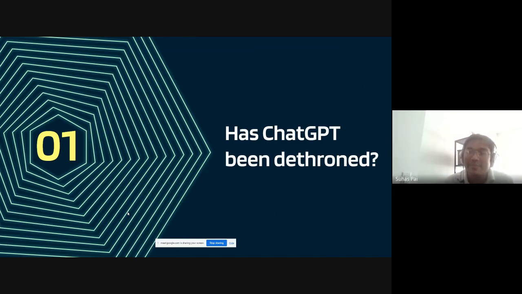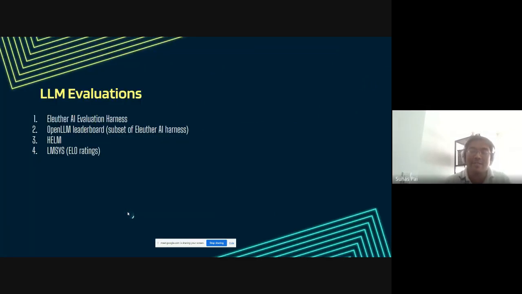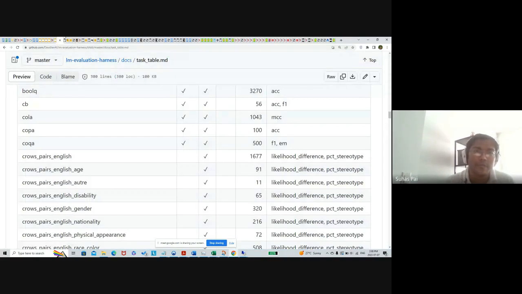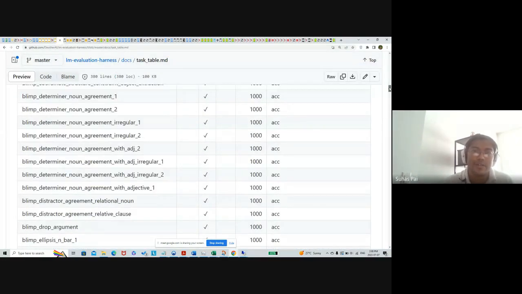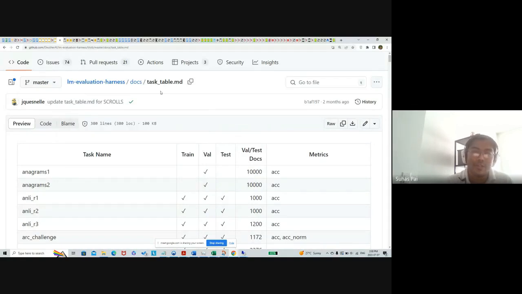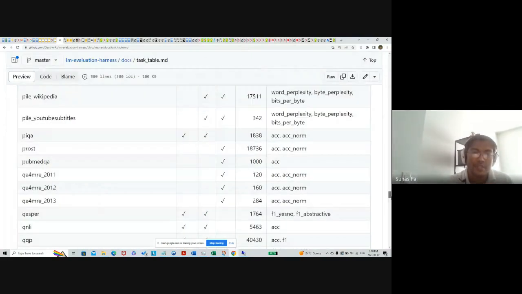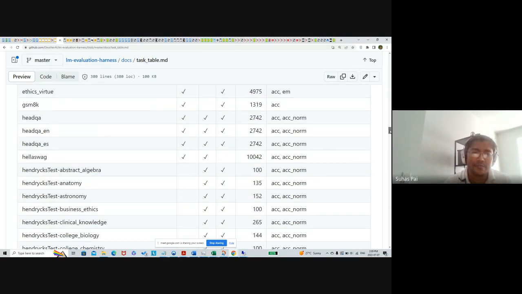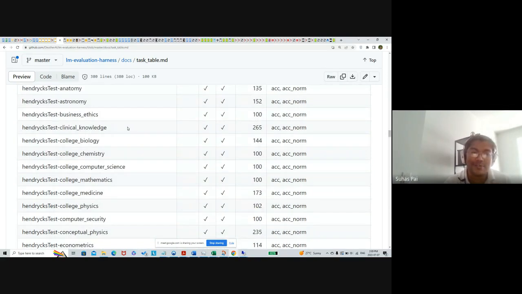So how do we know if ChatGPT has been dethroned? There has to be a robust way to evaluate it. And currently we have different types of evaluations. I think the most comprehensive evaluation comes from EleutherAI, who have this LLM evaluation harness. You can see there are a lot of different tasks. They have even tasks related to ethics. Then there are tasks related to biology, chemistry, etc., and so on.